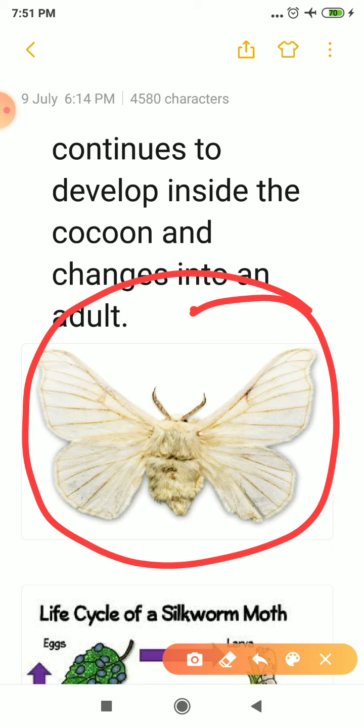That is, the silk moth has 4 stages in its life. One is egg, from egg, larva. The larva is also called caterpillar. In the third step, it's called pupa, and in the fourth step, it becomes a silk moth.